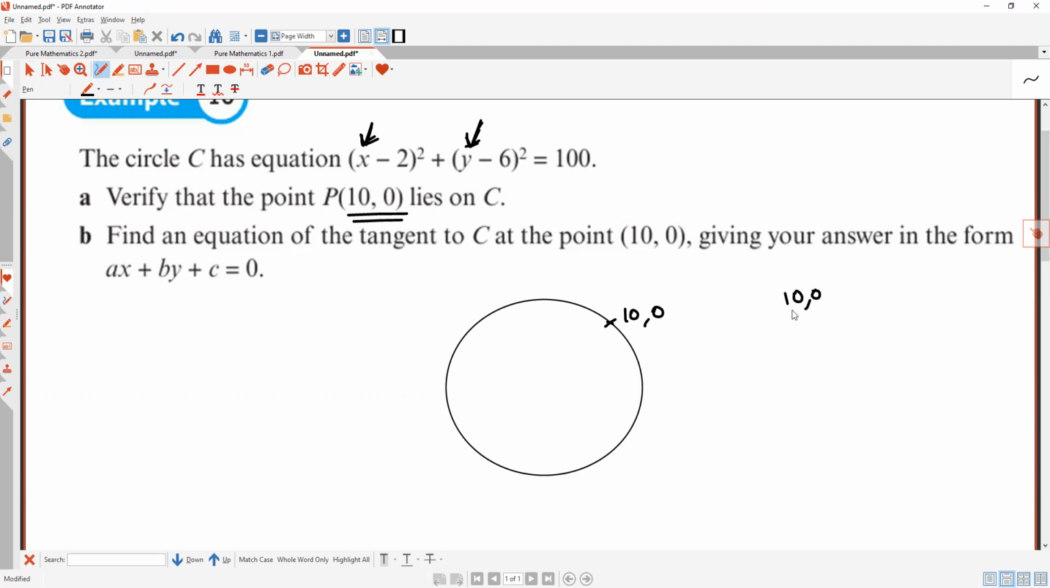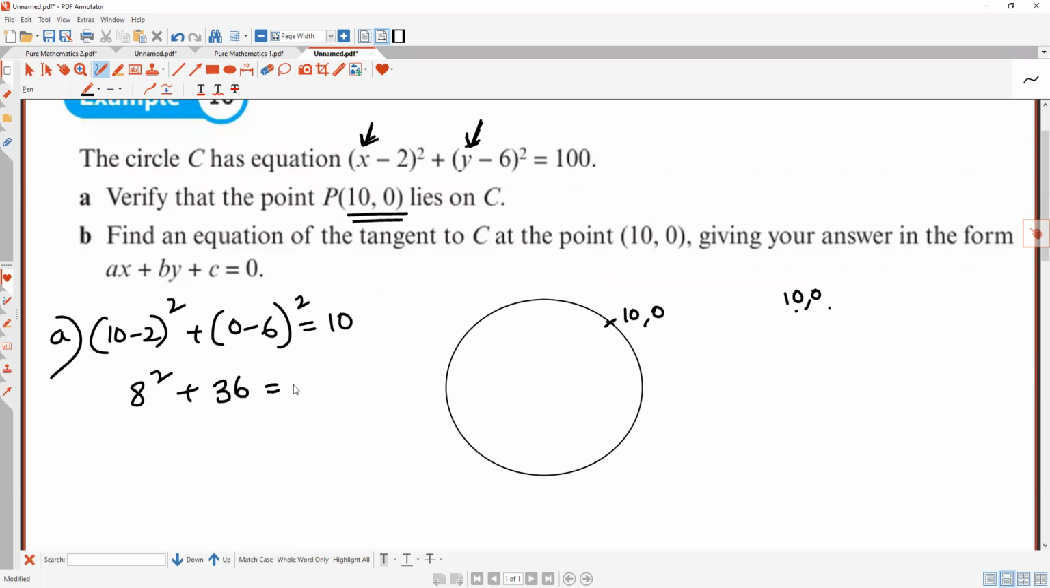Because if I substitute my 10 and 0, my left hand side should not be equal to right hand side if it is outside the circle. If it is within the circle, then for 10, 0 the left hand side should be equal to right hand side. So 10 minus 2 whole square plus 0 minus 6 whole square is equal to 100. 10 minus 2 is 8 square plus 36. So 64 plus 36 is 100, right?